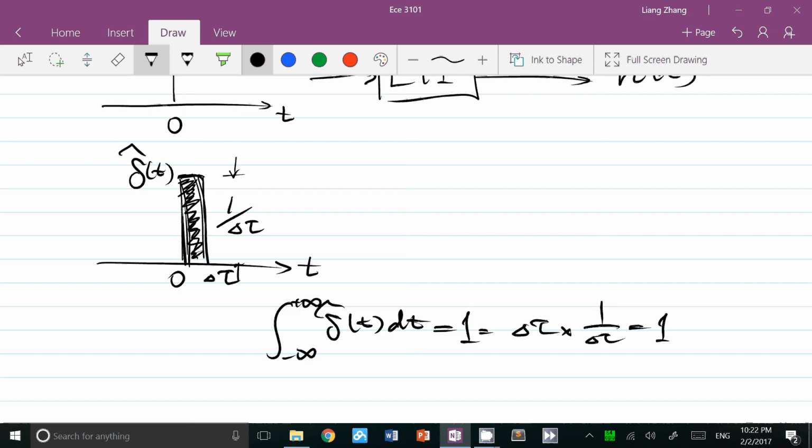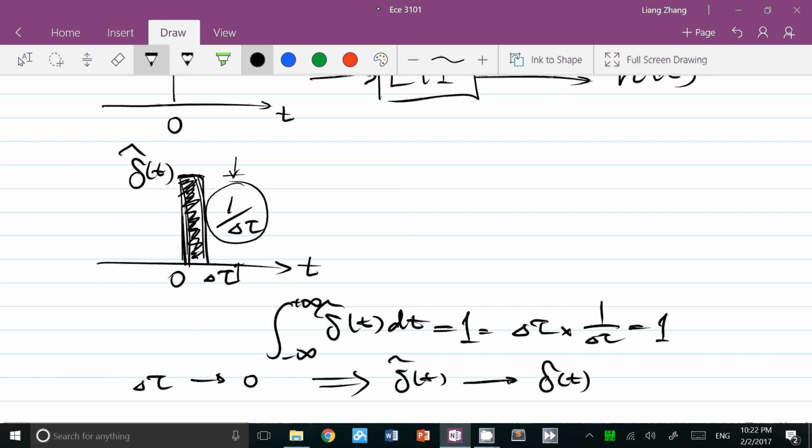And as we can imagine, if the width of the signal goes towards 0, that means it becomes narrower and narrower. At the same time, if I keep the height to be 1 over delta tau, the height or the amplitude becomes larger and larger. Along this direction, our delta hat of t will also be approaching the delta function we have over here.